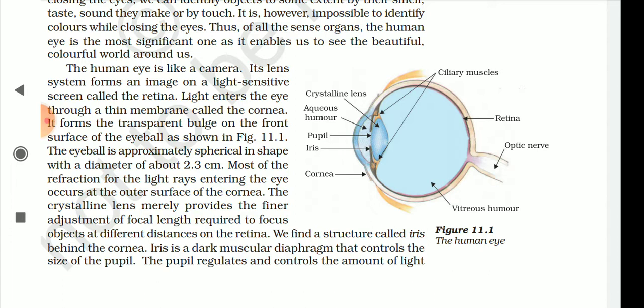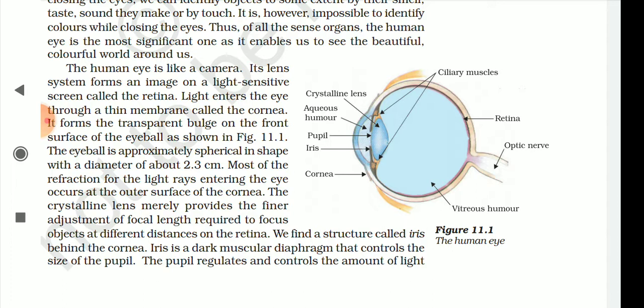If asked in examinations for a true or false that iris is a dark muscular diaphragm that is used to control the size of the pupil, then we will write true. Another thing, if they are asking that iris is a dark muscular diaphragm that controls the size of dash, then we need to write pupil. And if they are asking dash is a dark muscular diaphragm that controls the size of the pupil, then we will write iris.